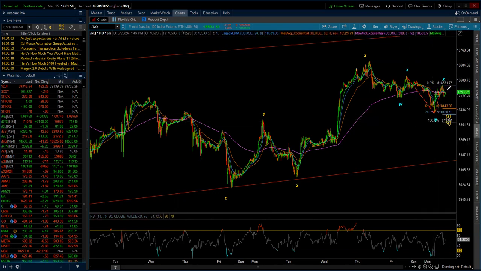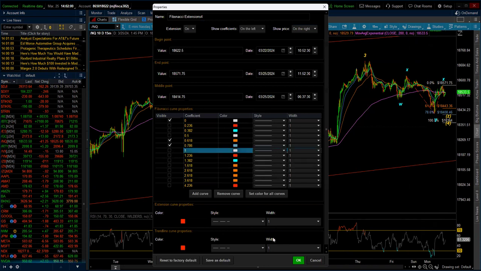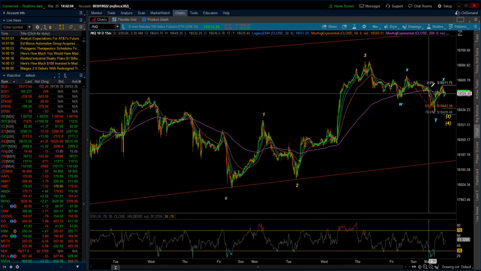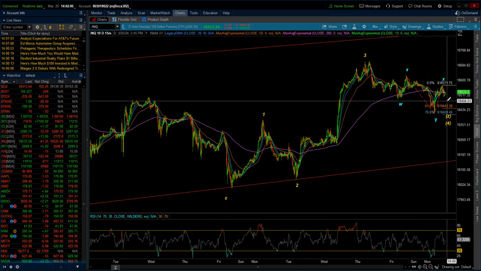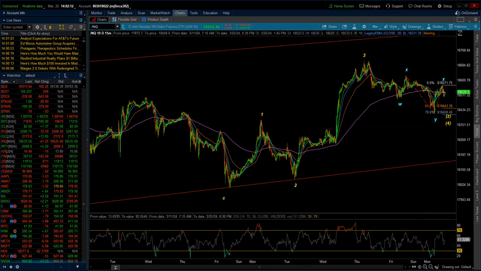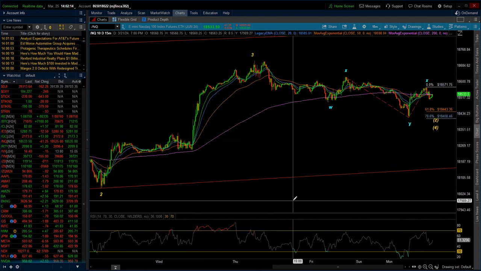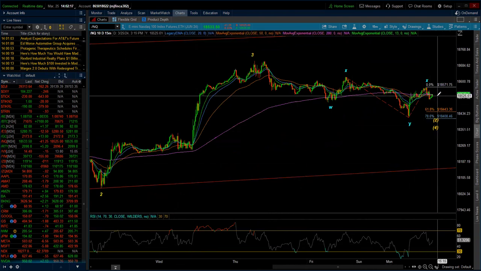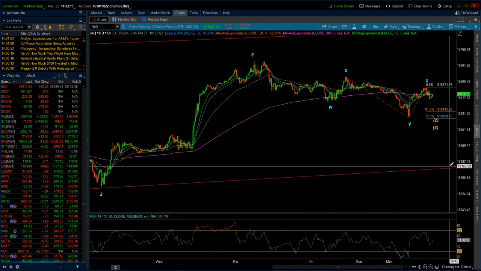So let me go back out, take off the 100, bring it back over here. So these are the 2 levels that if we're going to continue to go down. Now we're rallying up until the secondary close, and it's not looking all that bad. So that's scenario number 1.